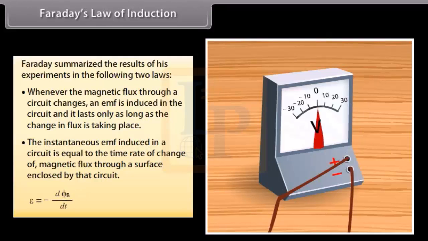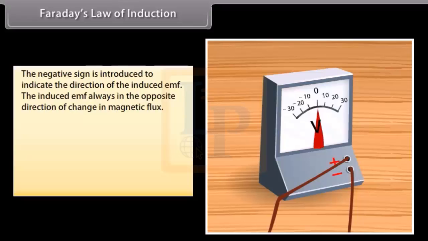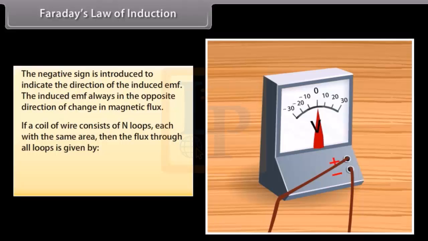E equals minus d phi B by dt. The negative sign is introduced to indicate the direction of the induced EMF. The induced EMF is always in the opposite direction of the change in magnetic flux. If a coil of wire consists of N loops, each with the same area, then the EMF through all loops is given by minus N d phi B by dt.